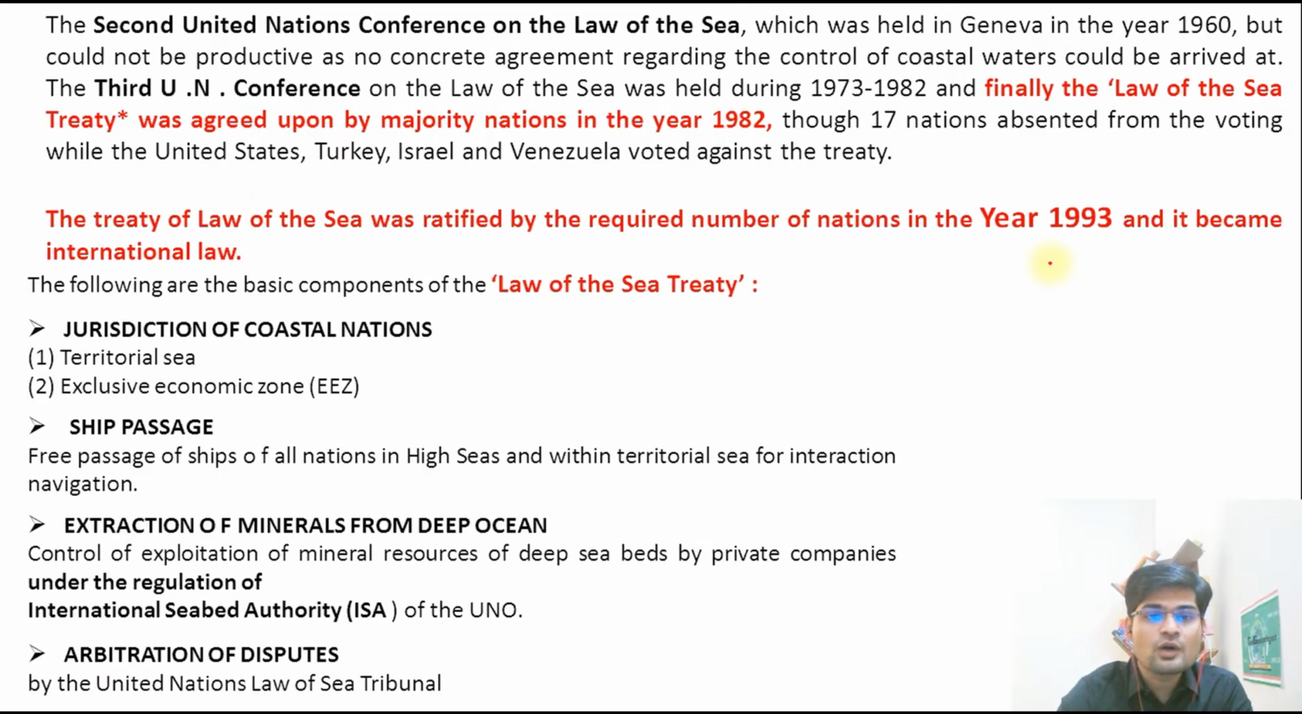So after the first UNCLOS, the second United Nations Conference on Law of the Sea, that is UNCLOS 2, was held in Geneva in 1960; the first was in 56, as we saw. So what happened?